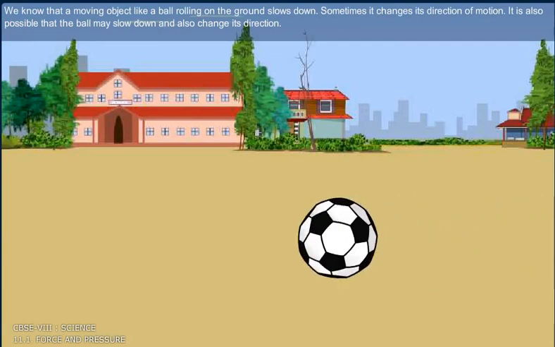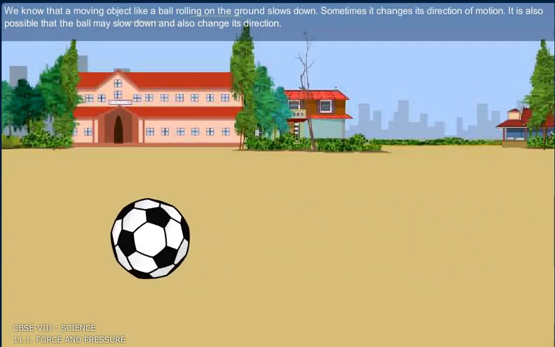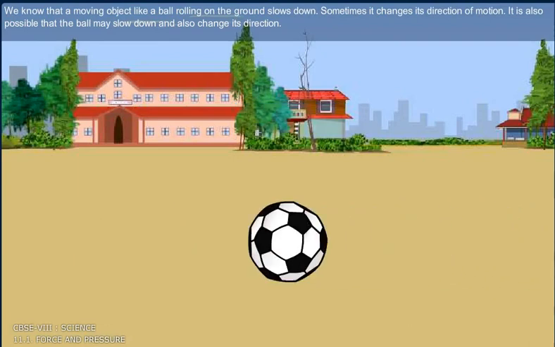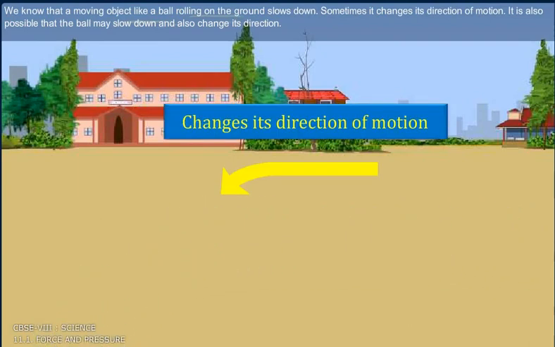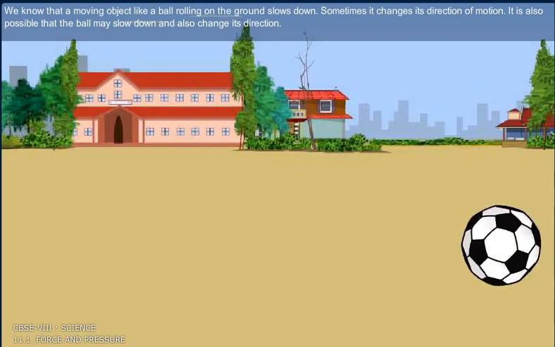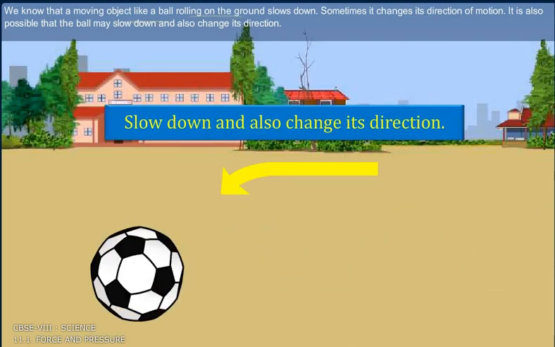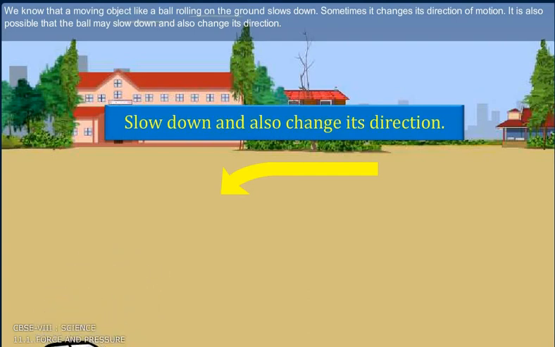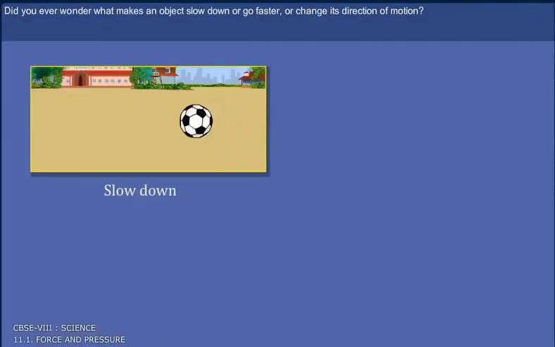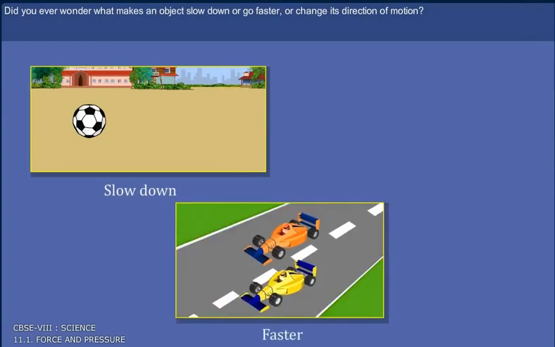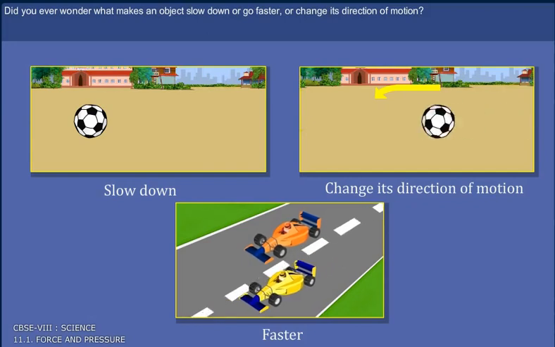We know that a moving object, like a ball, rolling on the ground slows down. Sometimes it changes its direction of motion. It is also possible that the ball may slow down and also change its direction. Did you ever wonder what makes an object slow down or go faster or change its direction of motion?